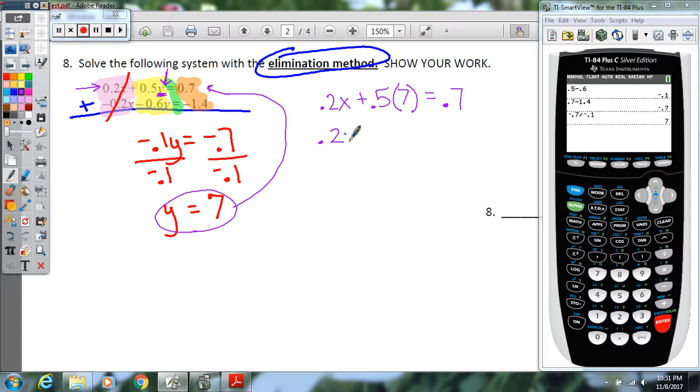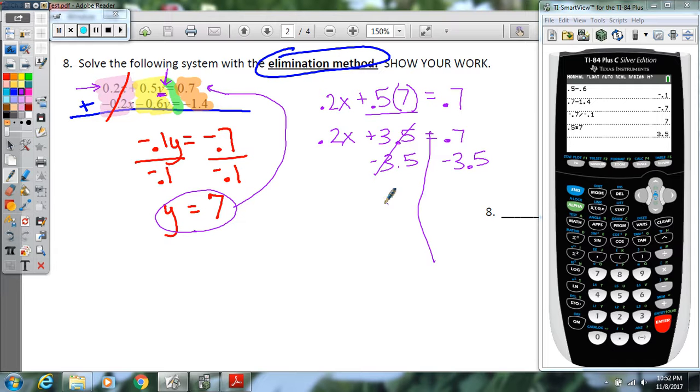Guys, the 0.2x stays put. It's the 0.5 times 7 that I'm going to do in my calculator. When I type it in, I get 3.5. So I'm going to bring that down as plus 3.5, and it's going to be equal to 0.7. I know, you hate the decimals. Well, decimals aren't bad, but just don't lose a decimal point, okay? When you're solving it, we've got 0.2x plus 3.5. Get rid of the tag along. Get rid of that 3.5. So we're going to minus 3.5 on each side.